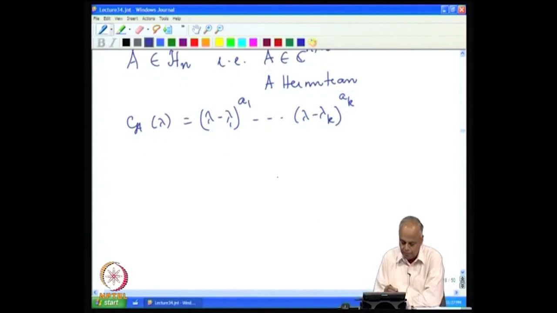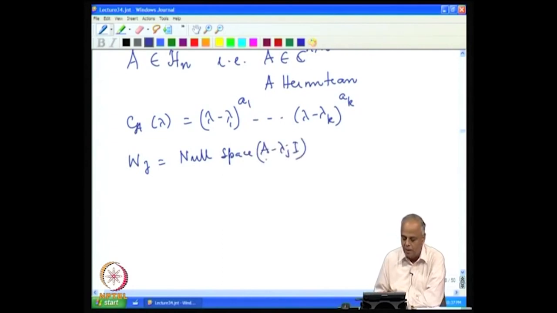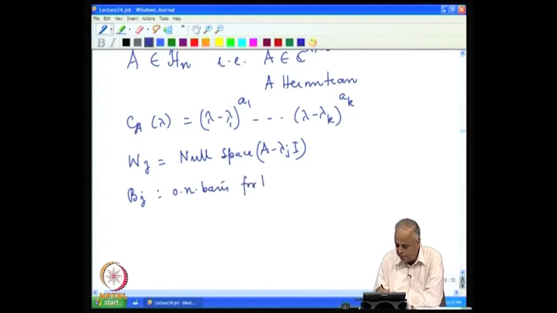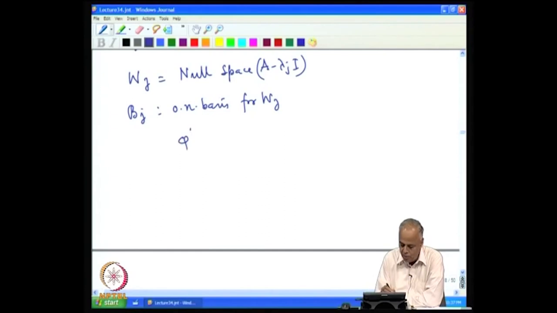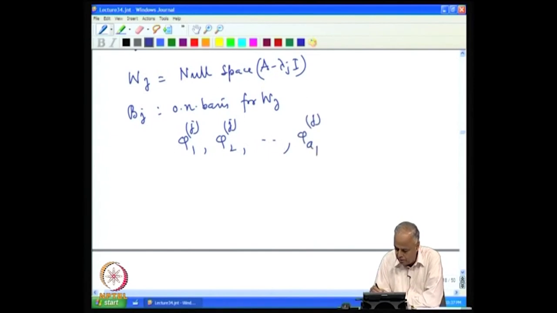And then we have W_j to be the null space of A minus lambda_j I, which is the eigenspace corresponding to lambda_j, and then we have the orthonormal basis for W_j, which we denote by phi^j_1, phi^j_2, up to phi^j_{a_j}. This is the notation we had used in the last lecture, corresponding to the jth eigenvalue. So, the superscript j says that we are talking about the eigenvalue lambda_j, and the subscript says the ordering of the eigenvector. So, there are a_j orthonormal eigenvectors corresponding to the eigenvalue lambda_j.